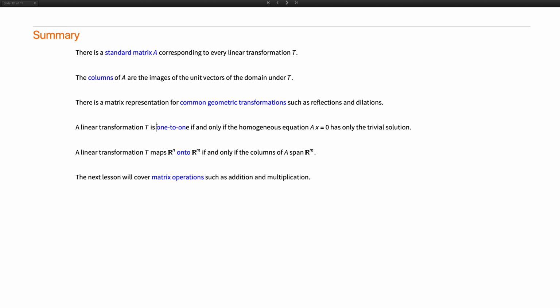A linear transformation is one-to-one if and only if the homogeneous equation over here has only the trivial solution. So that's a very easy way to check that a linear transformation is one-to-one. Also, it is onto if the columns of A span Rm. Okay, so that's a summary of this lesson, and in the next lesson we talk about matrix operations such as addition and multiplication. But the main point over here is that given any linear transformation, you actually have a matrix associated with it, and that's quite a big advance in linear algebra for us.